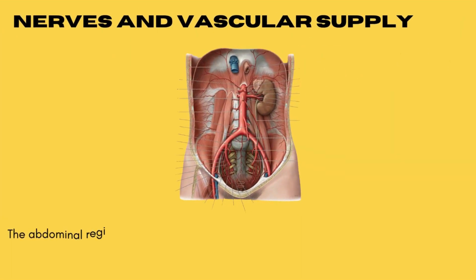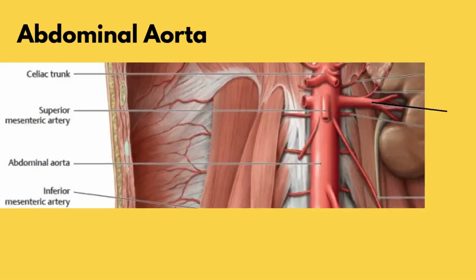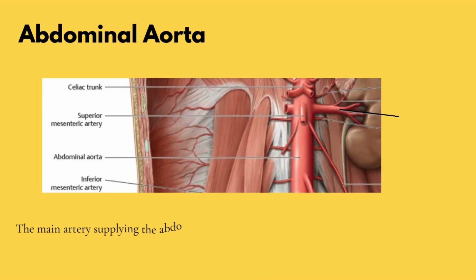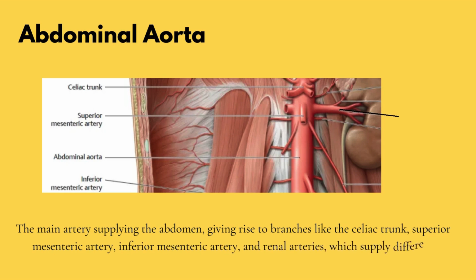Nerves and vascular supply. The abdominal region is supplied by various arteries and innervated by specific nerves that regulate motor and sensory functions. Abdominal aorta. The main artery supplying the abdomen, giving rise to branches like the celiac trunk, superior mesenteric artery, inferior mesenteric artery, and renal arteries, which supply different regions of the abdomen.